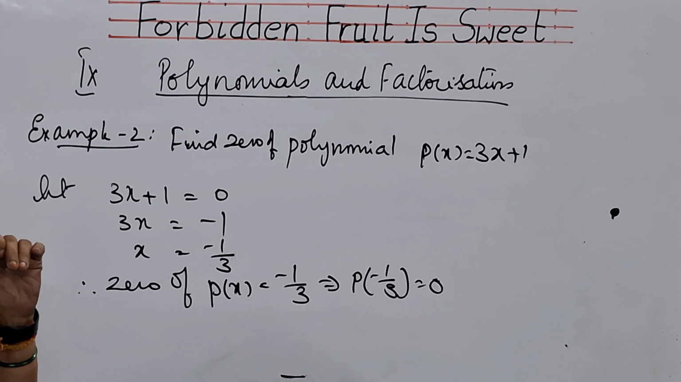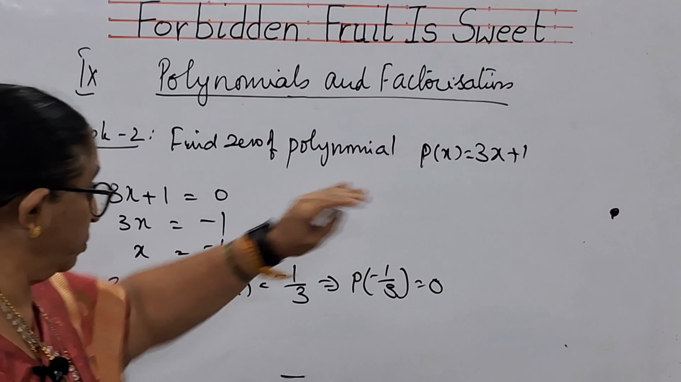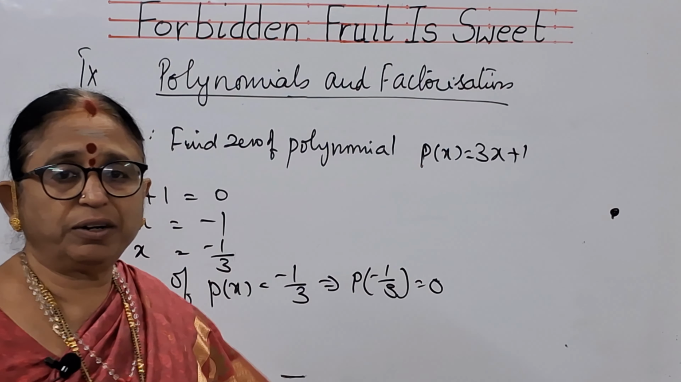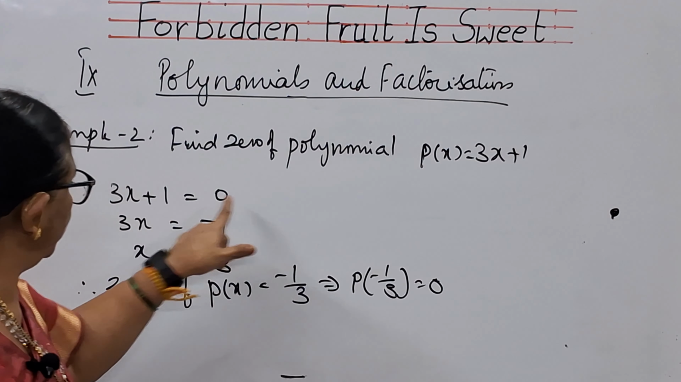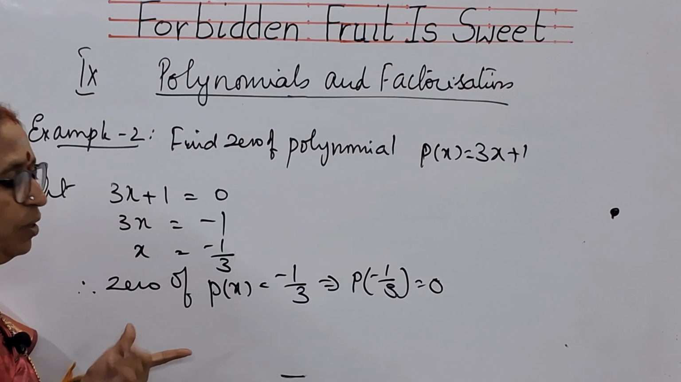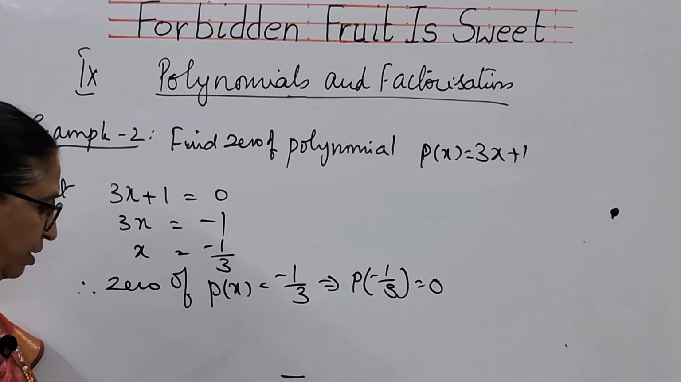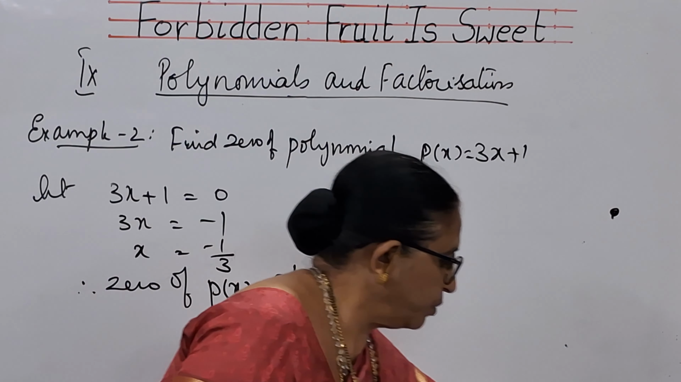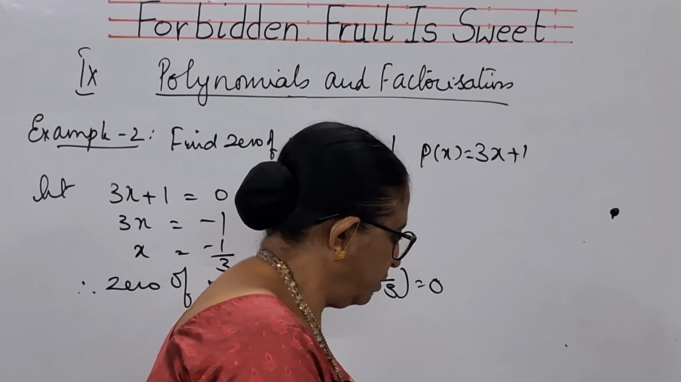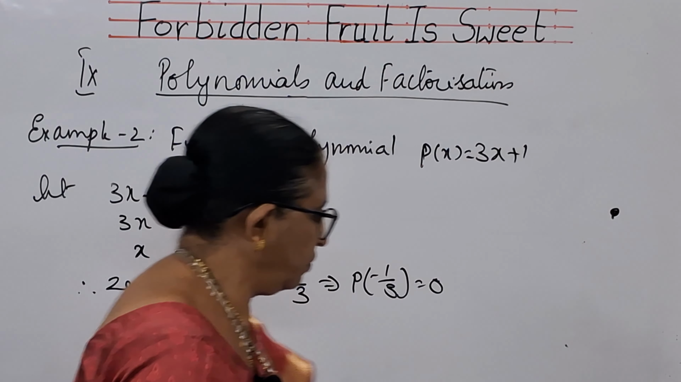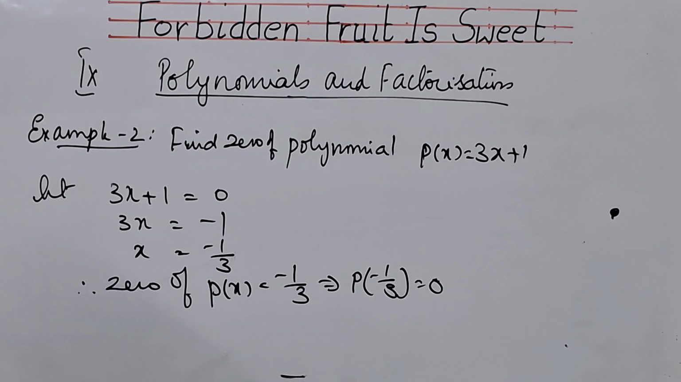So I hope you have followed, children. If they have given you a polynomial and ask you to find out its zero, take the polynomial, equalize it with 0, find out what is the x value. That itself is the zero of the polynomial. I think you have understood this, children. Complete.